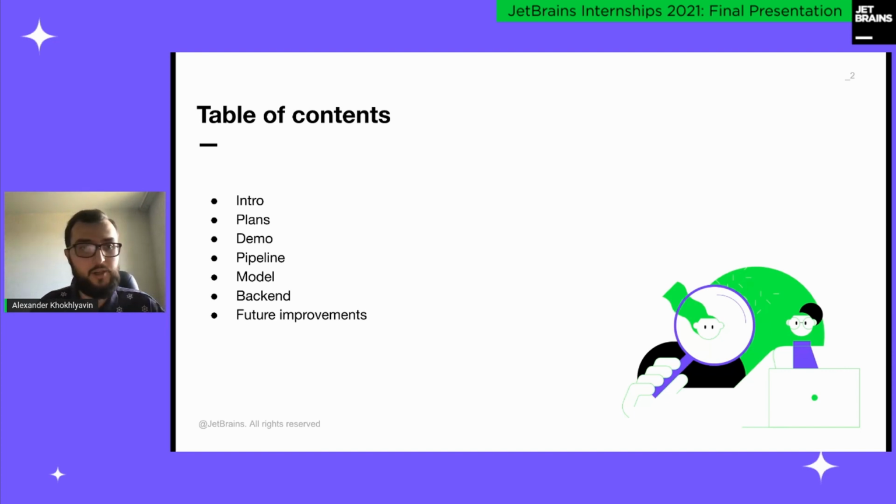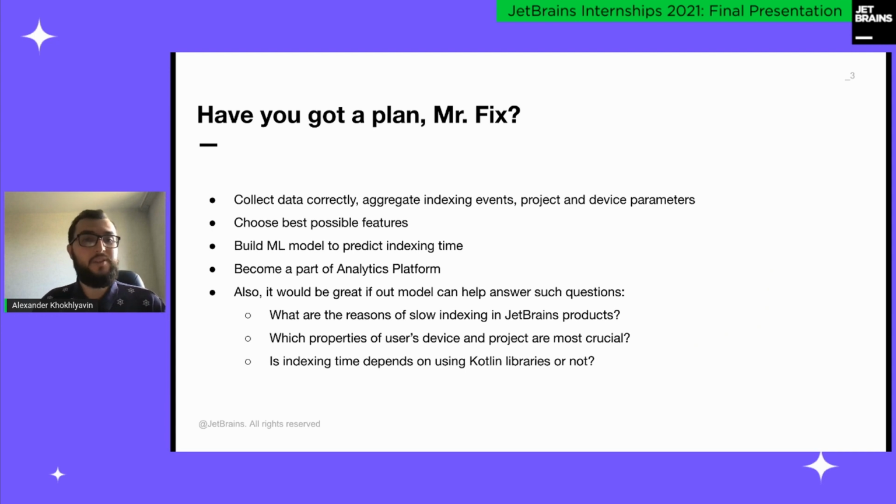So let's start. What we need. We should collect data, generate some features from raw data, choose the best of them, build a model, and we really want our model to be able to answer questions like, does indexing time depend on using library X with Y files and projects and so on. And we want it to make predictions in seconds.